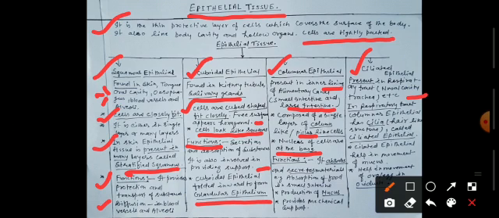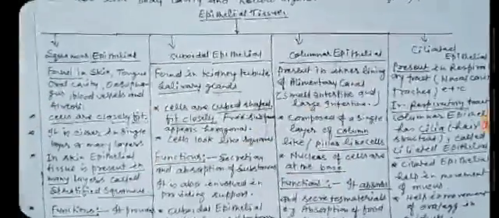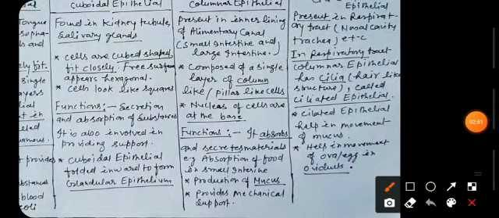Functions of columnar now. Columnar epithelial absorbs and secretes materials in the small intestine, and is also involved in production of mucus and for mechanical support. Whereas ciliated epithelial helps in movement of substances in the nasal tract or respiratory tract, such as mucus, and it is also helpful in movement of ova or eggs in oviducts, which is one part of the female reproductive system.